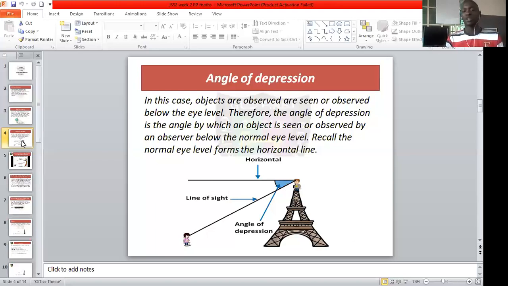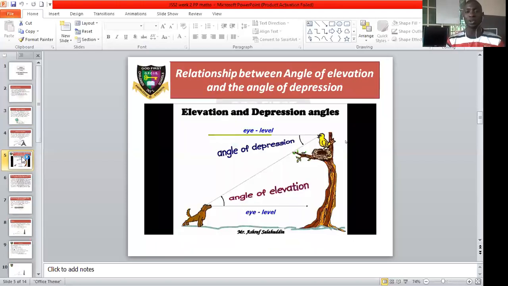So let's look at the next topic, which is the relationship between the angle of elevation and angle of depression. What is the relationship between these two angles? The angle of elevation is the angle you make above the eye level, while the angle of depression is the angle you make below the eye level. Look at the diagram very well.